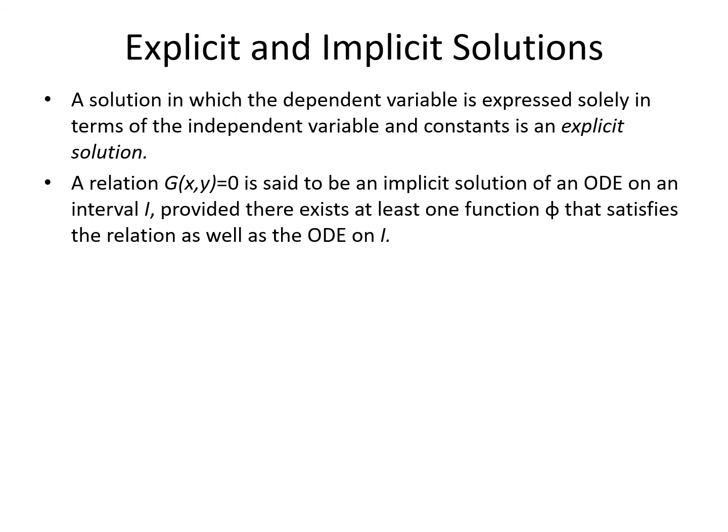And a relation, g of x, y equals 0, is said to be an implicit solution of an ODE on an interval I, provided that there exists at least one function phi that satisfies the relation as well as the ODE on I. So an explicit solution is a solution that is in the form y equals some expression that only contains x's and constants. You can think of an explicit solution as a solution that has been solved for y. An implicit solution, on the other hand, is going to have your y's and your x's mixed up. Y is not going to be all by itself.